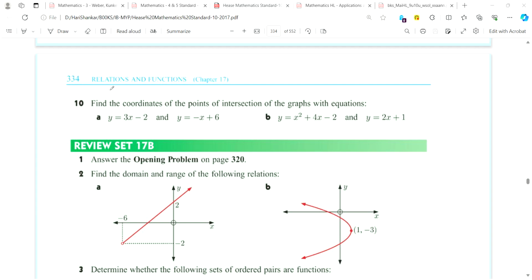Alright, let's come to another type of question, number 10. Find the coordinates of the point of intersection of the graph with the given equation.